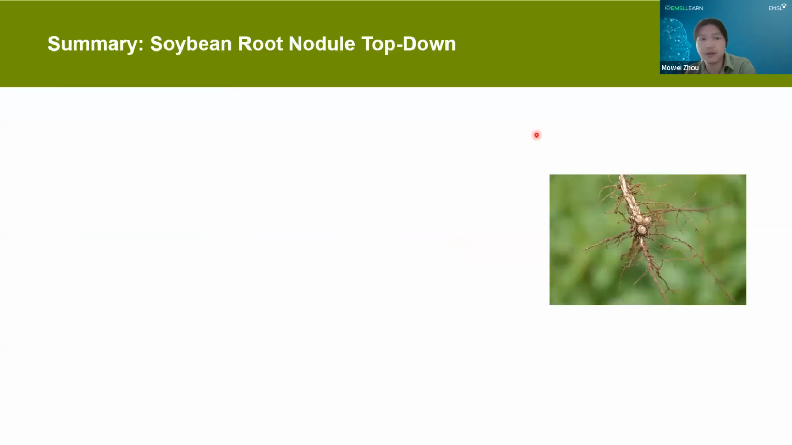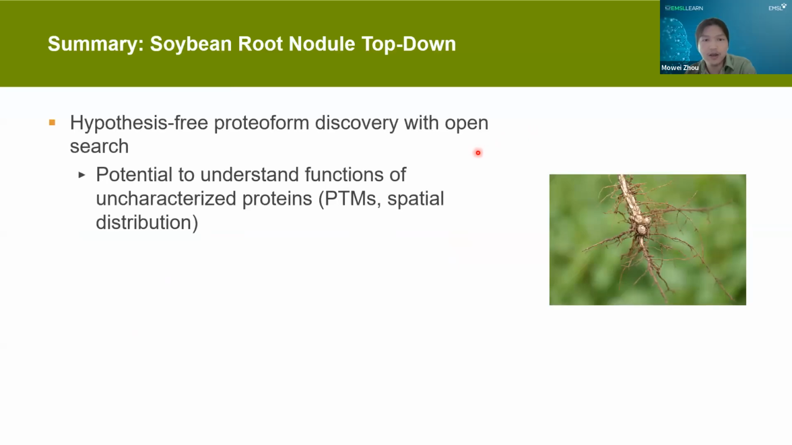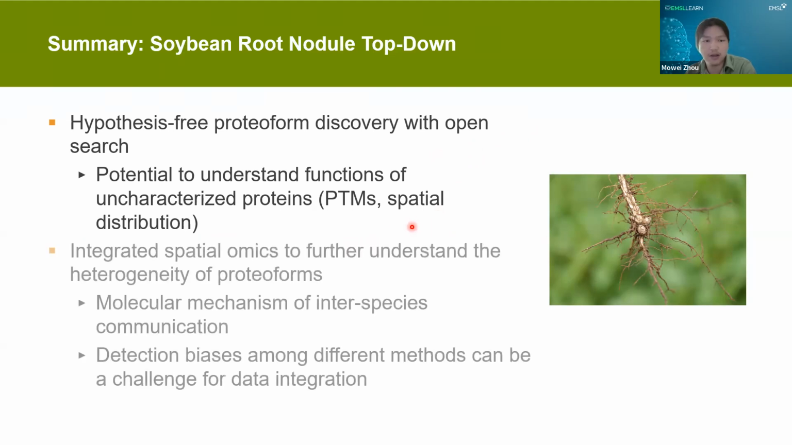So just a quick summary on the soybean part. I know I'm running a little bit short on time. I hope with this data I convinced you that top-down can be really useful for hypothesis-free proteoform discovery, especially if you do this open search analysis. It can really help us understand those uncharacterized proteins by studying their PTMs and also spatial distribution when we combine that with imaging techniques.